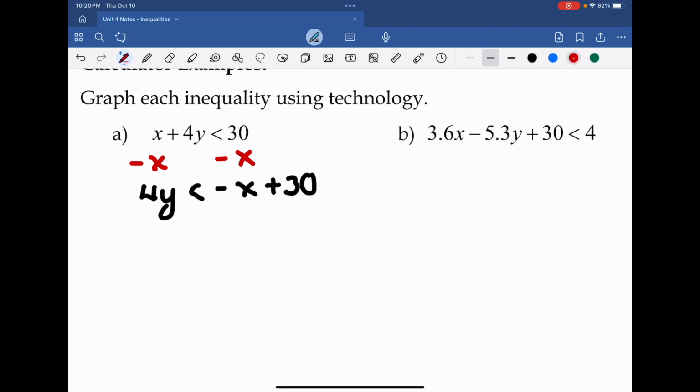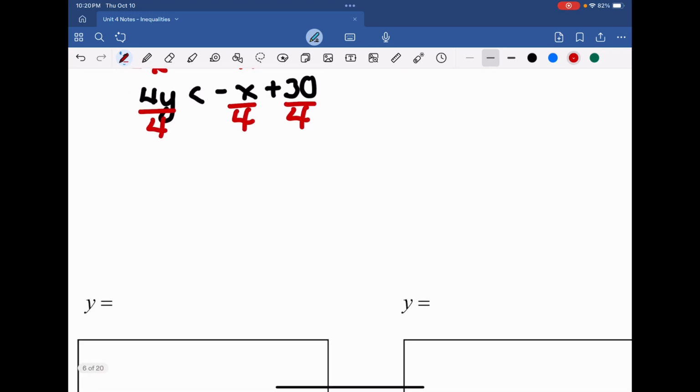Now what I'm going to do is divide both sides by the 4 in order to isolate this. When I divide both sides by 4, this is going to give me y is less than negative 1/4 x, I'm just going to put the 1/4 out front, and then plus 30 divided by 4, this is the same as 15 divided by 2. Now, you could put decimals for both of these for the inequalities unit. That would be okay, but if we can keep them as fractions, why not? We'll keep them as this.